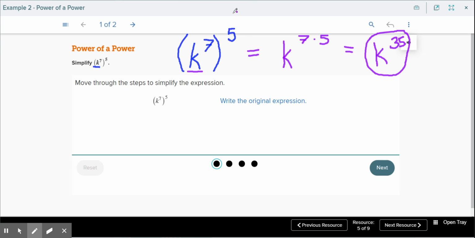So our property stays the same if it's a variable. Okay. Our variable is our base number, and power of a power, we multiply our exponents together to get our new exponent. And again, we're simplifying, so we're going to leave it there in terms of an exponent as k to the 35th.